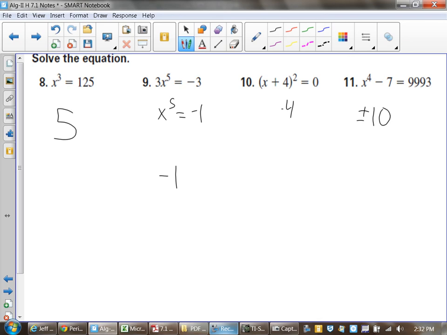Plus or minus 10. Again, the reason that it's plus or minus is because you have an even root. So when you take the even root over an equal sign, you have to do plus minus. Yes, exactly.